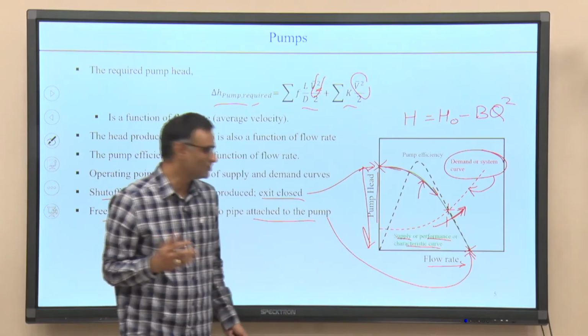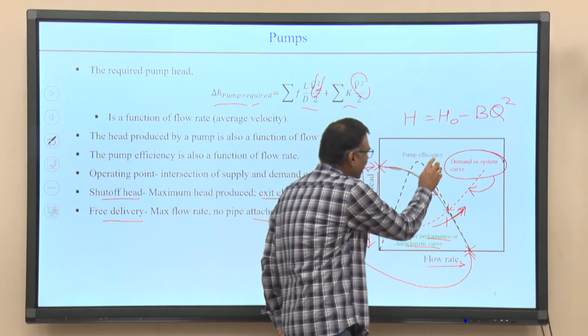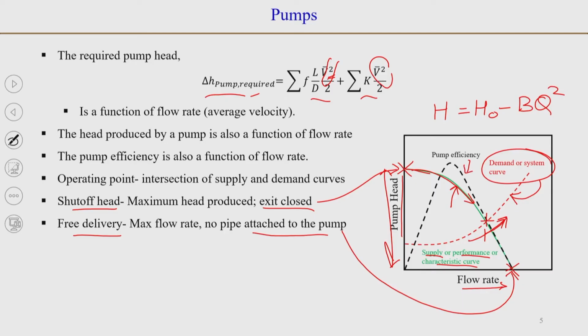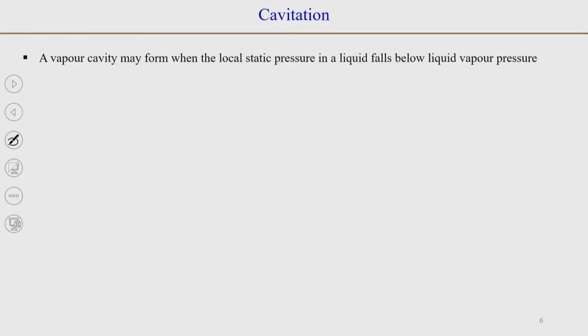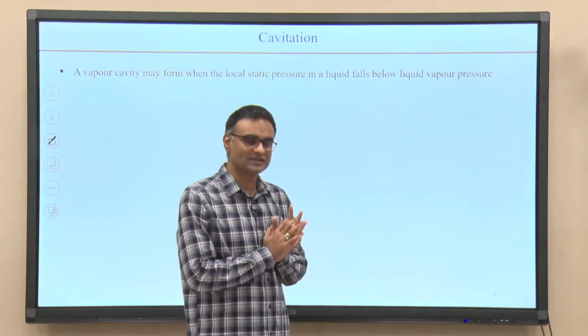Then you have the efficiency of the pump. This black dotted line shows you the pump efficiency, and you see that the efficiency first increases with an increase in flow rate, and then it decreases. So, there might be an optimum flow rate at which you would like your pump to operate, so that the efficiency is significantly higher. Okay. So, the next point is what we call NPSH, or net positive suction head.